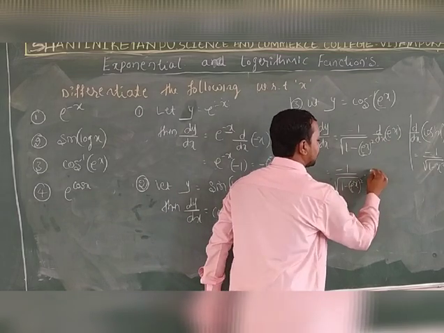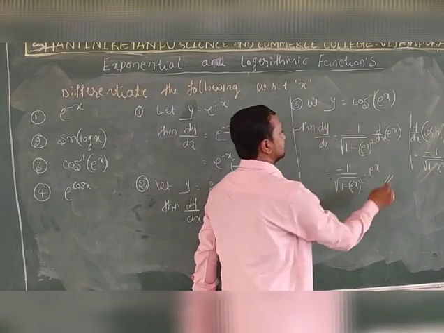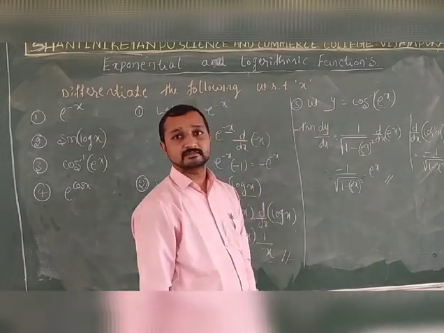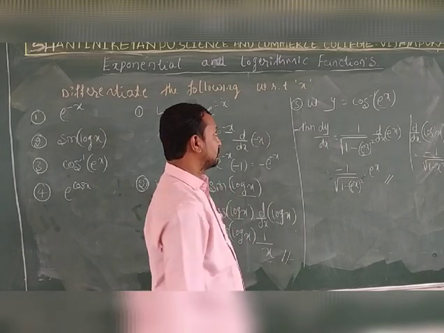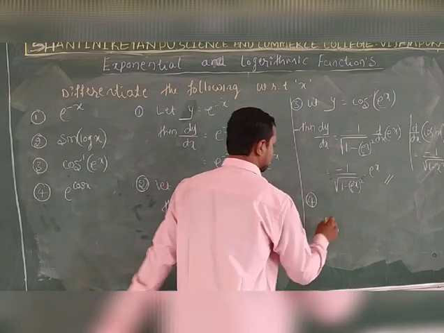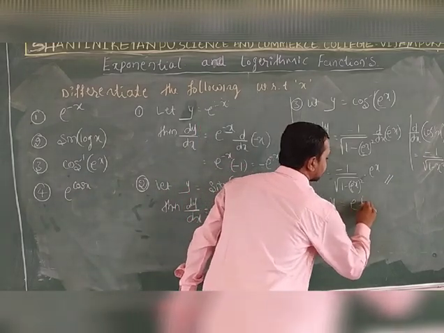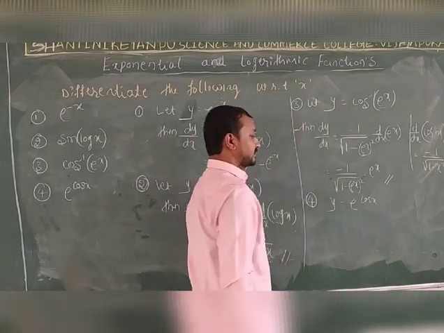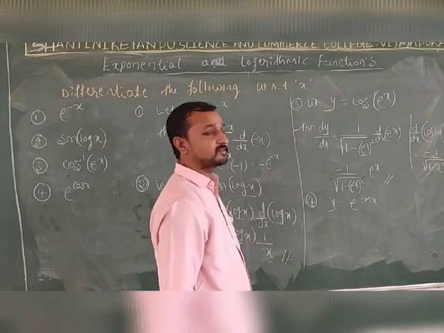into the derivative of e raised to x, which is e raised to x. This is the answer. Is that clear? Okay, and lastly the fourth one. What is the fourth one? y equal to e raised to cos x. It is also the same, a very simple example.